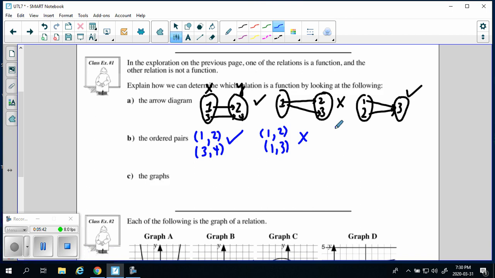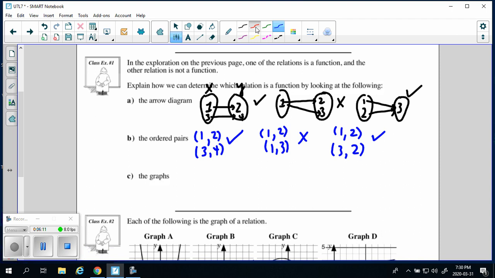And again, it is okay for you to have the same y value twice, so long as it's a different x value that maps to it. So this is still okay. What is not okay is if you have duplicates of your x mapping to different values of y. This is not a function.